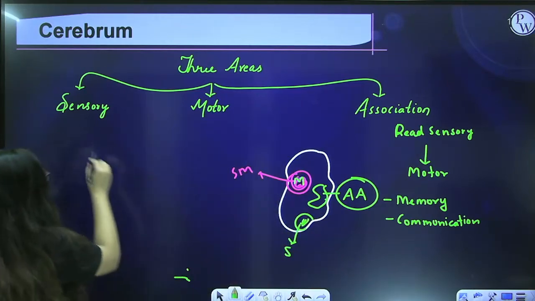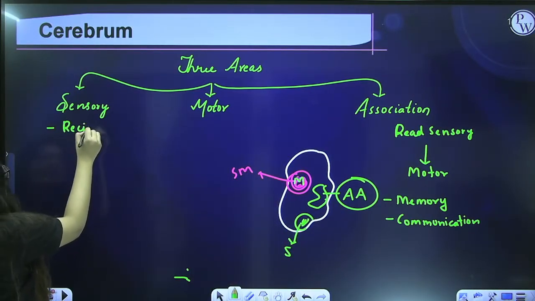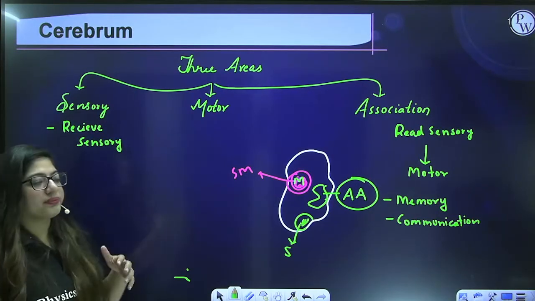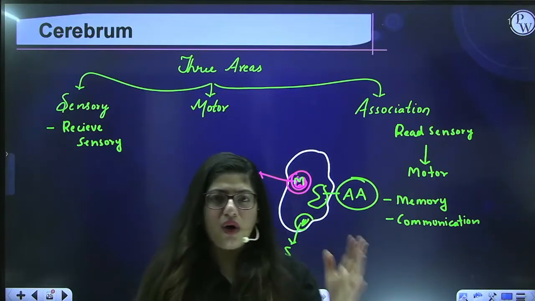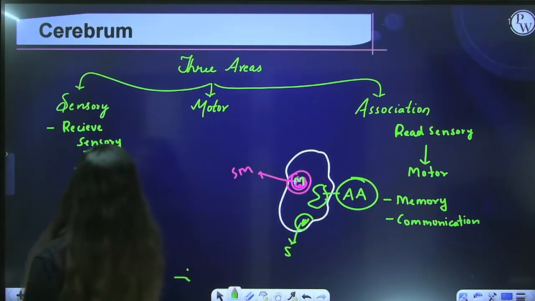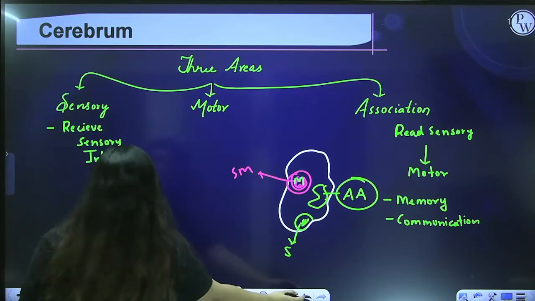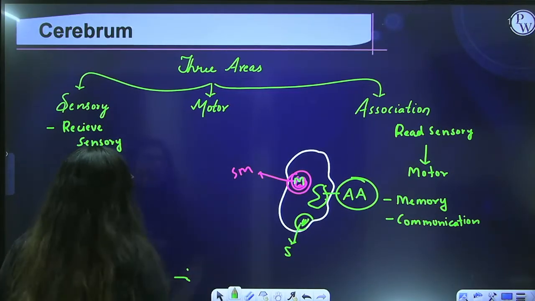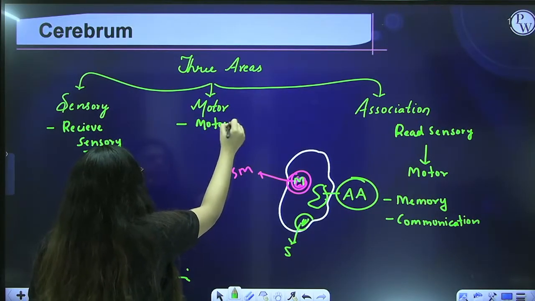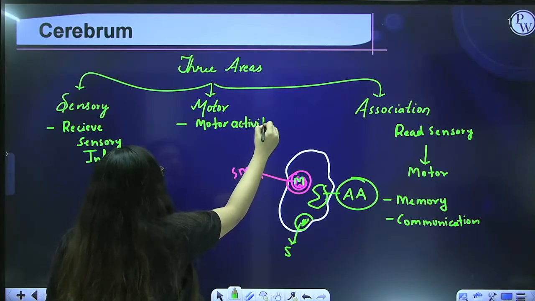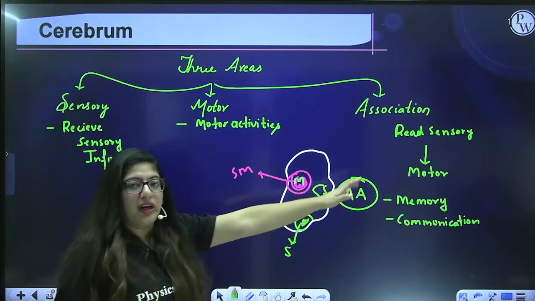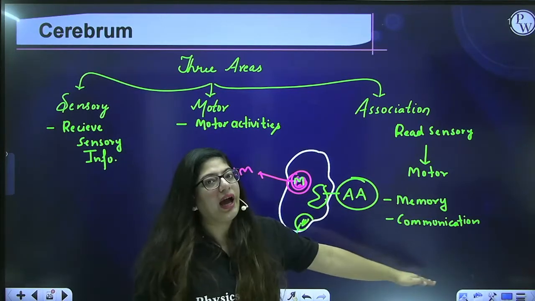So the sensory areas will receive the sensory input, any sensory information, vision, taste, or hearing, all the sensory information like touch, cold, temperature, will go to your sensory area. Motor is related to the motor activities, right? Whereas the association area will read the sensory information, convert it into motor, and also make it part of memory and communication.